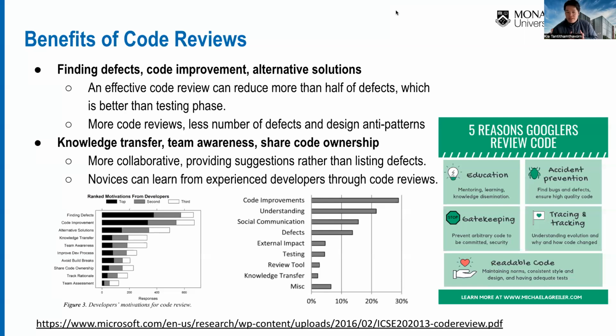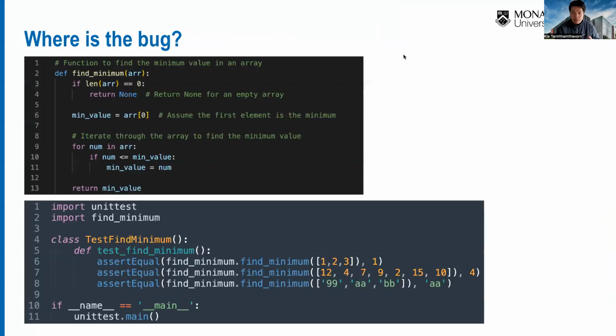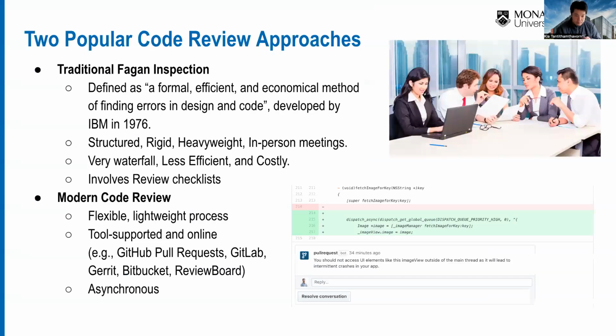But what I want to emphasize here is that it's not only about finding defects, but about knowledge transfer, team awareness. It's about shared code ownership as well. Let's think about this one, right? When we review this piece of code together, everyone understands the code line by line. So it can create some perception that this piece of code is owned by you already. That's the code ownership perspective, right? Because it has already passed your code review, right?